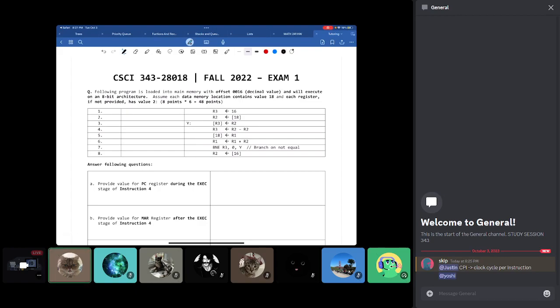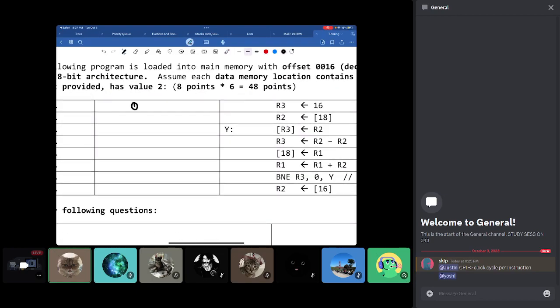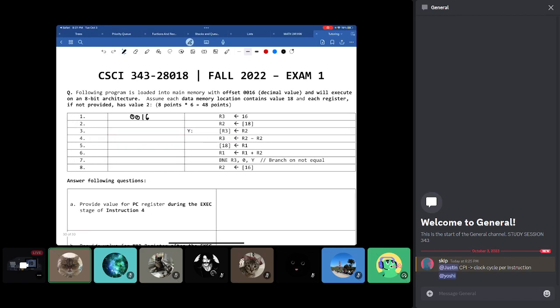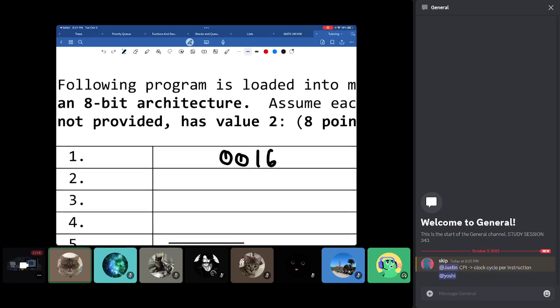It says the following program is loaded into main memory with offset 0016. Immediately once we see that, we set the initial instruction to 0016. He provides this for you, so I wouldn't be surprised if you didn't fill this in, he would probably take points off. So don't forget to fill that. So 0016, and it says it will execute on an 8-bit architecture. So that answers your question.